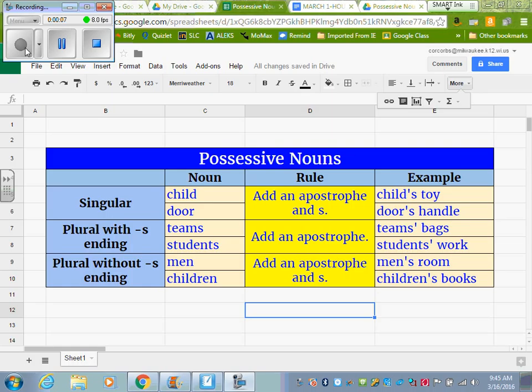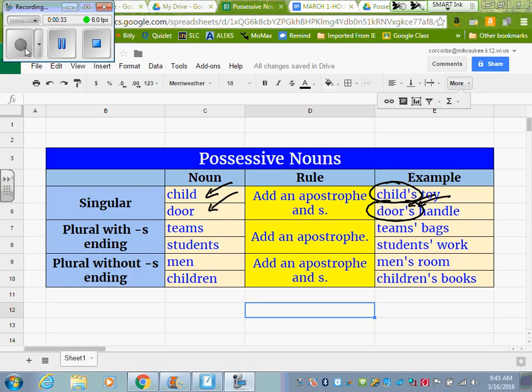Possessive nouns are any time we have a noun and we're giving ownership to something. So, for example, if we're looking at a singular noun, anything that's by itself, in most cases, something like a child or a door, we would just add an apostrophe and an S to it. So child would turn into child's, and door would turn into door's. There's the apostrophe, and there's the S.